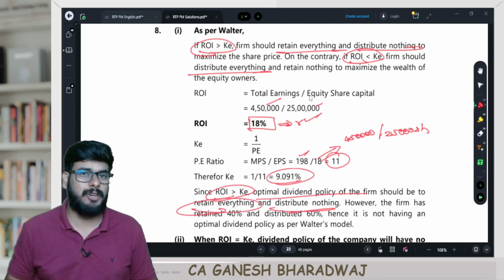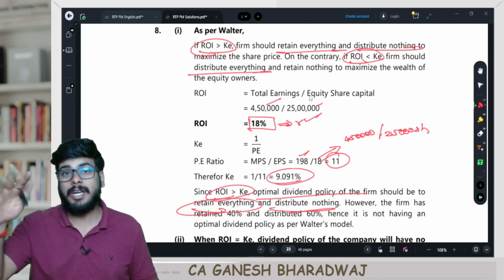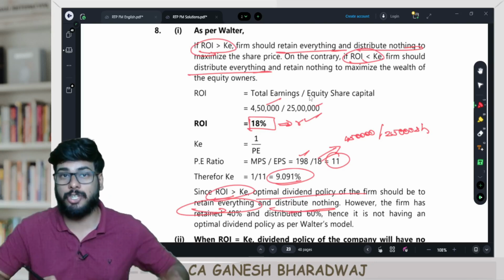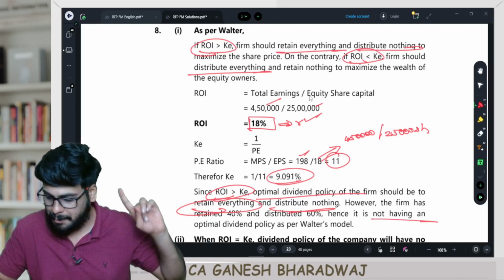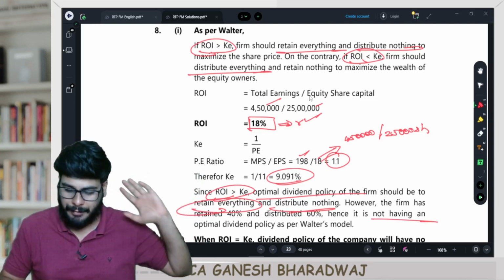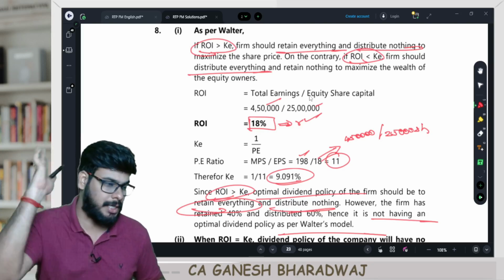However, what is the company doing? They are retaining 40% and distributing 60%. Ideally speaking, they should have retained 100%. Are you clear with this? So, which means you can say the company is not following the optimal dividend policy as per Walter. This is what you can say.